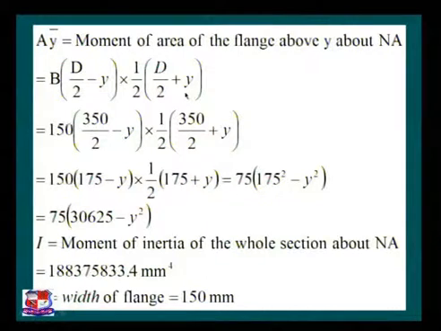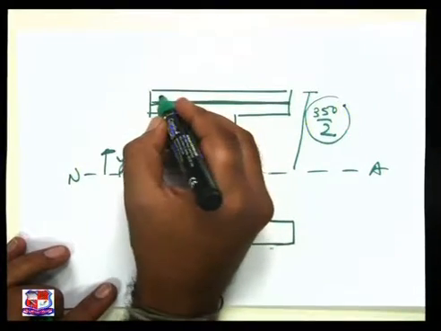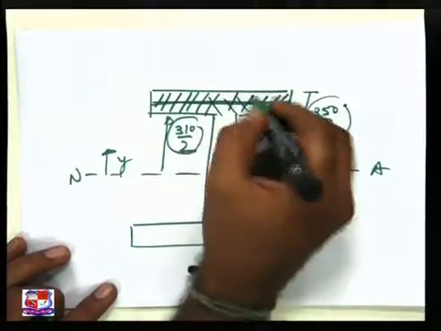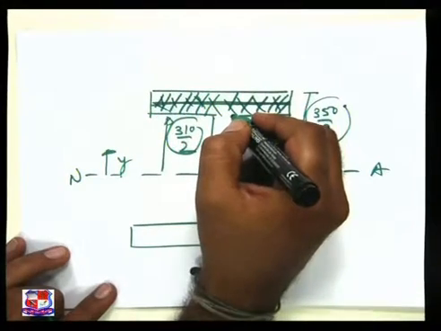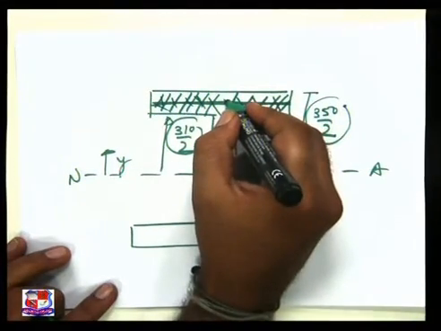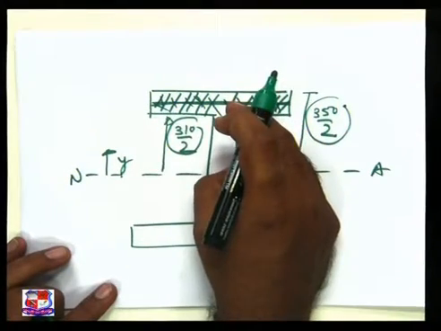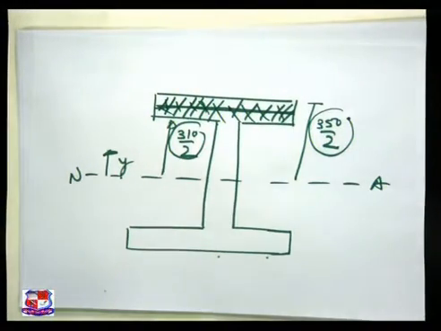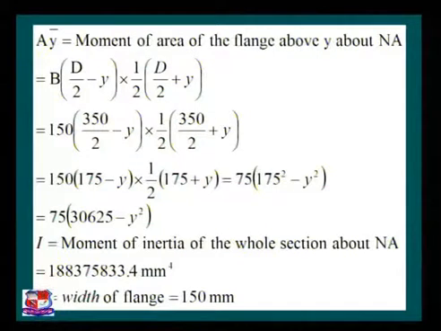Means what? I have to find out the area first. So, the area which has been found out from here, that is the area of flange, multiplied by the distance of the CG of the area to the neutral axis, we have to find out. So, for a particular strip, we have to find out, and hence we found it is B bracket D by 2 minus y into half of D by 2 plus y. Why this statement? Because y is nothing but this distance.